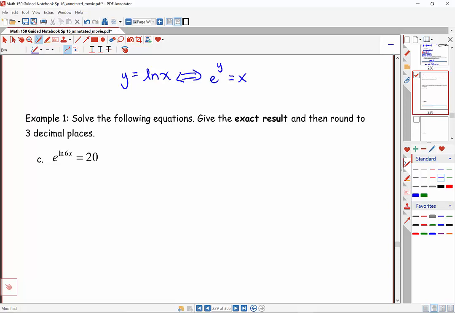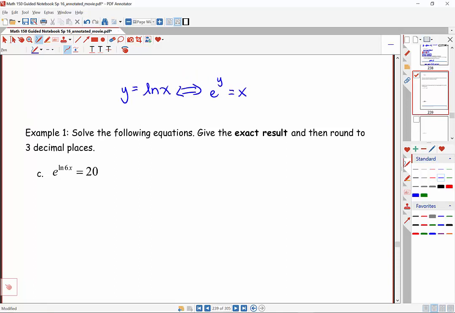All right, so e raised to the natural log of 6x, basically you have the natural exponential function being evaluated at the natural log function. So this is just going to be what's inside that log, 6x, and that's equal to 20. Dividing both sides by 6, you would end up with 10 thirds, right? So 10 thirds is the exact result.